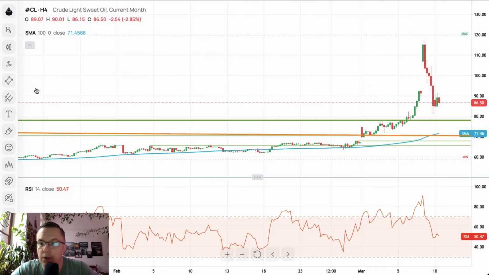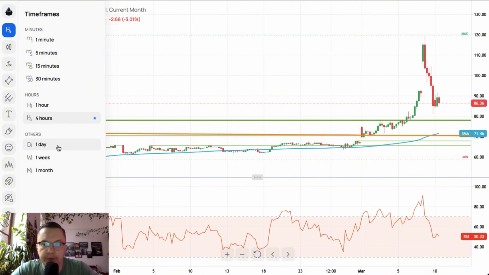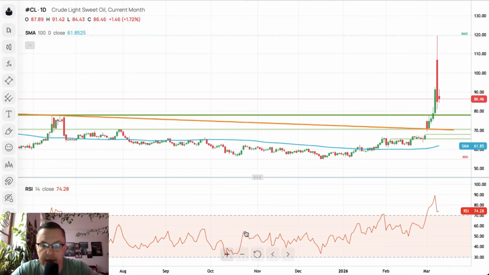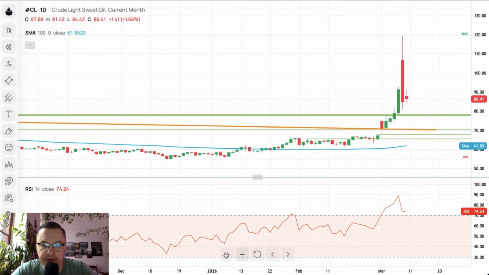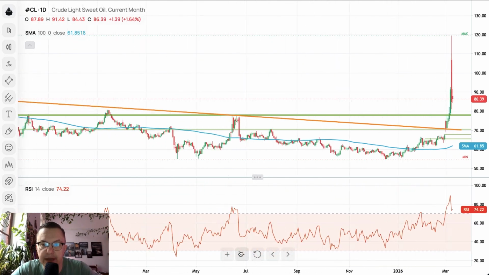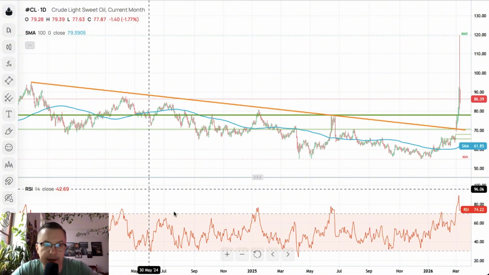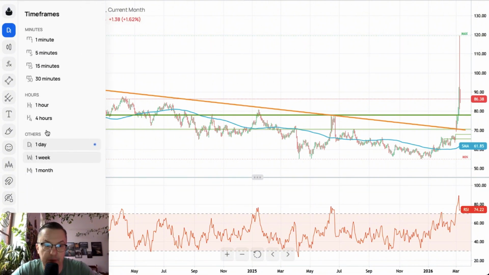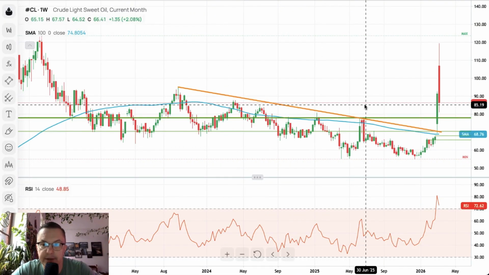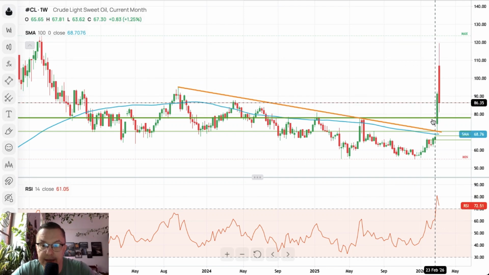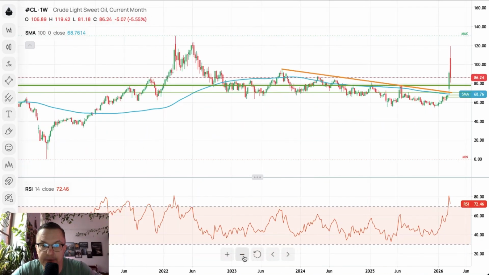Crude oil, wild things are going on in crude oil. Look at this. The daily candle looks like the biggest daily candle on record I've got on this chart since 2026. I can even switch back to the weekly. You can see this volatility on crude oil is the biggest since, let me just compare.